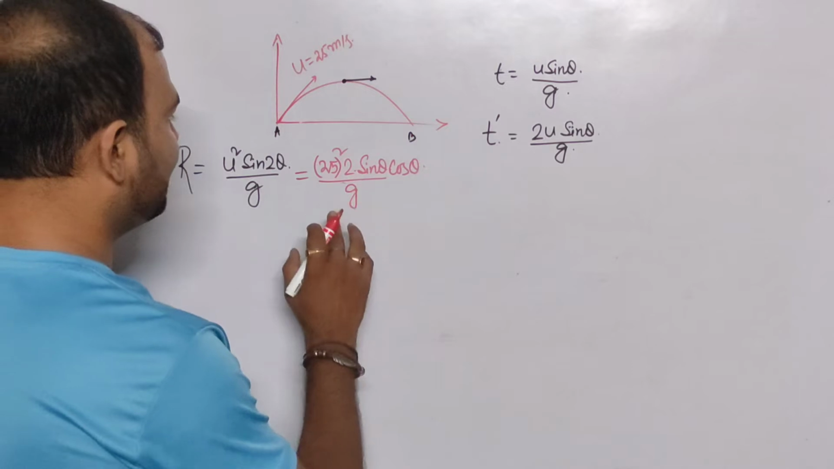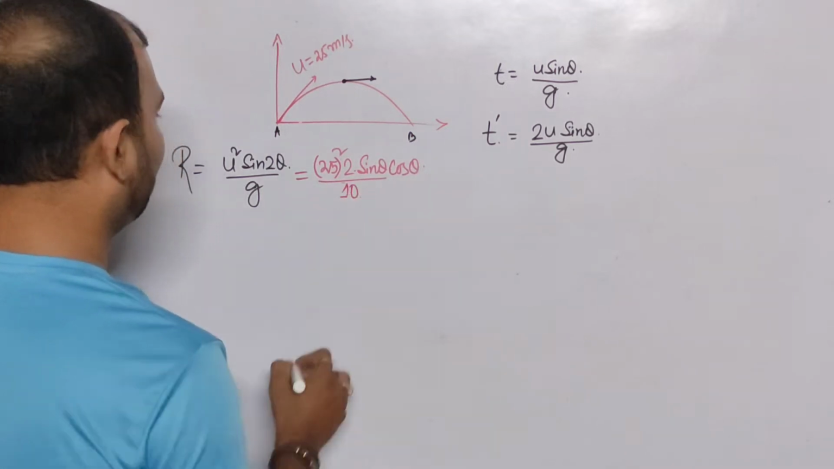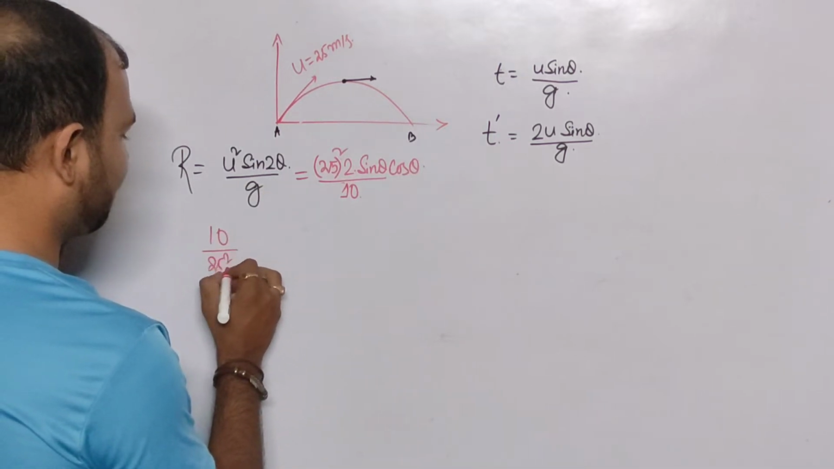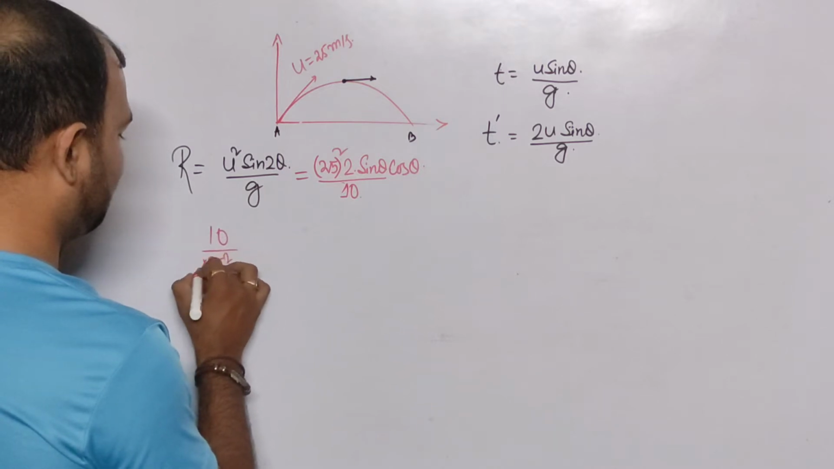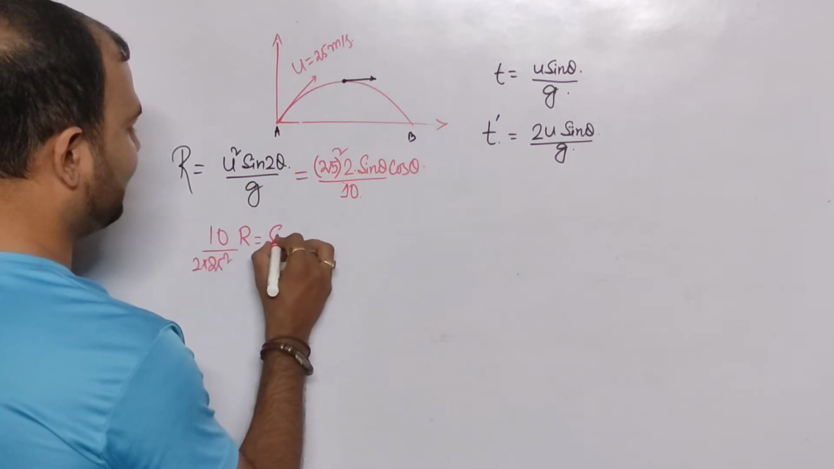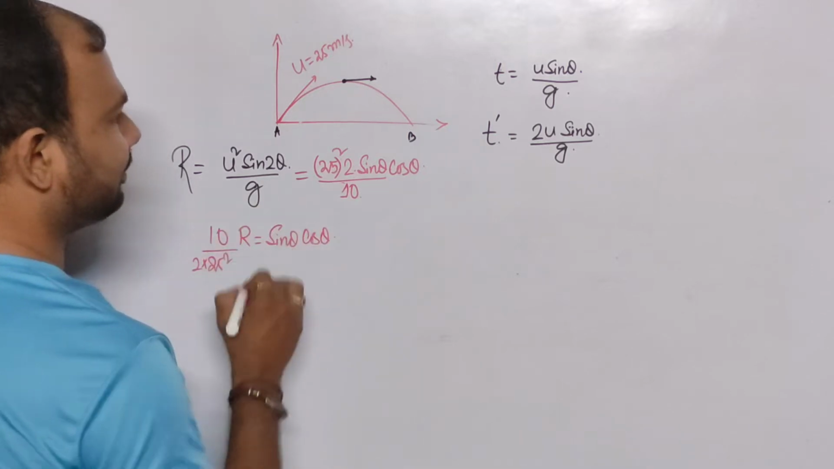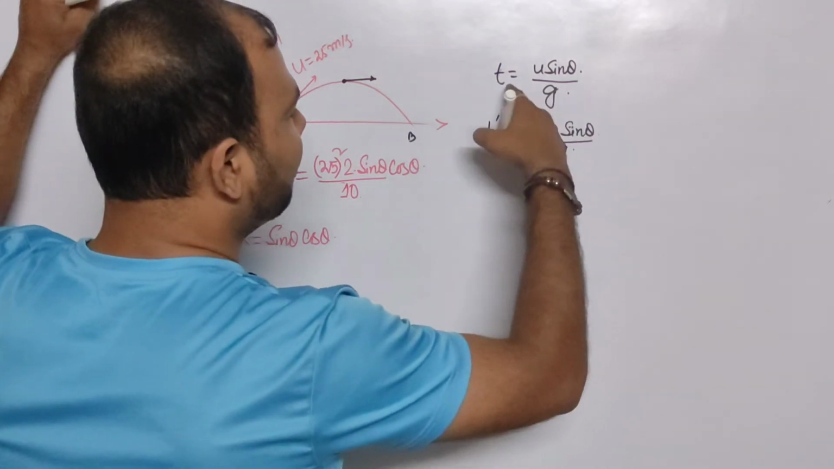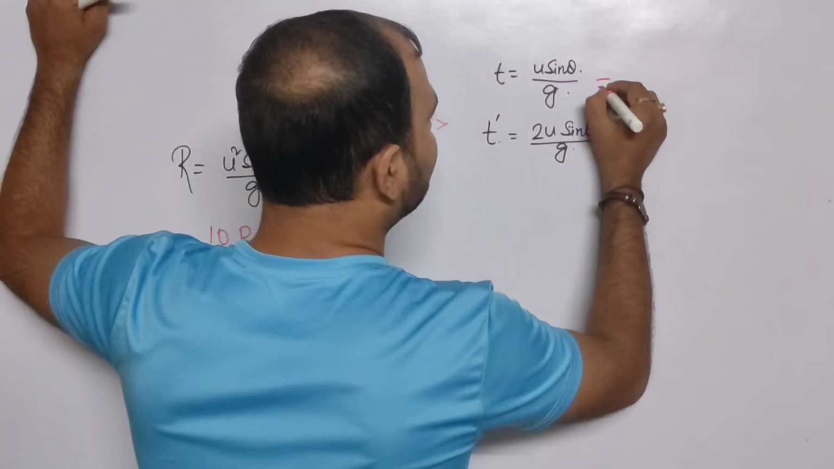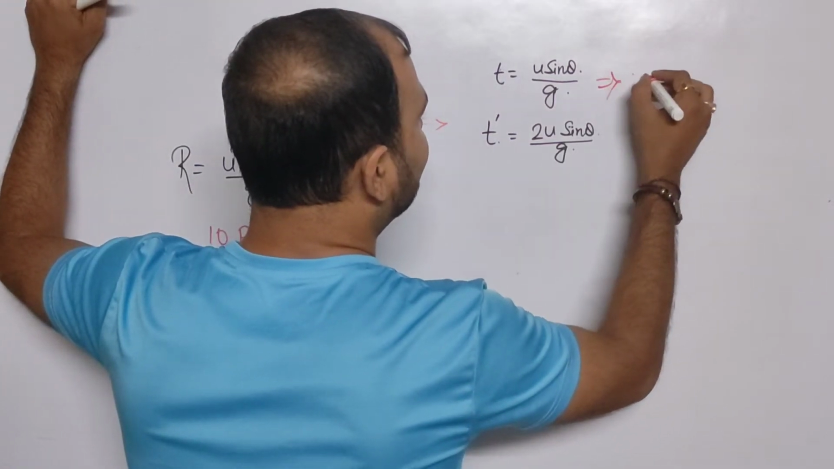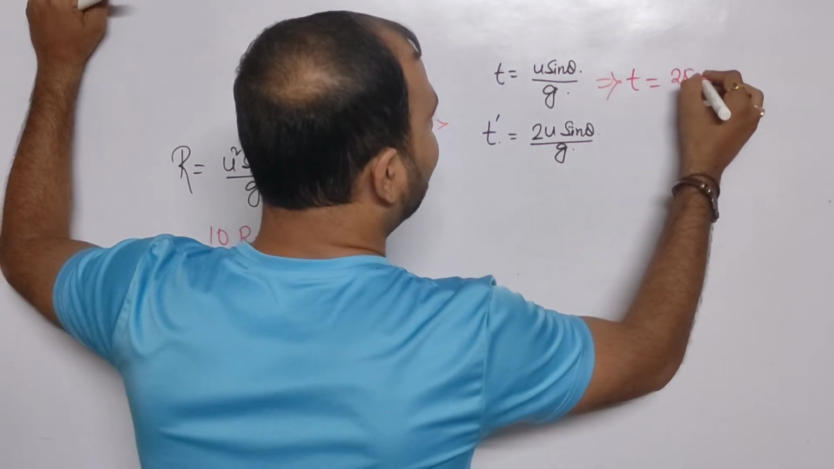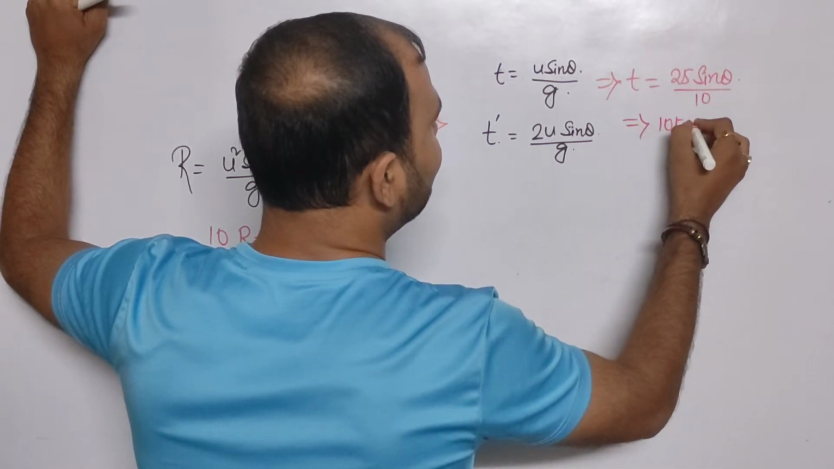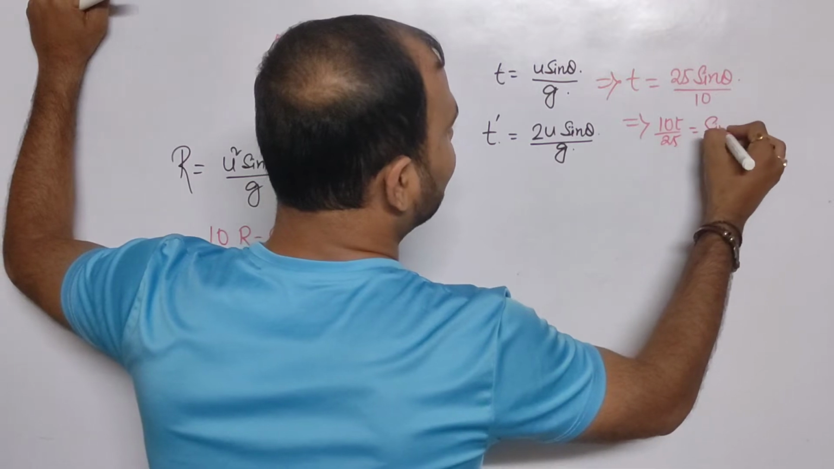Okay, then g equal to 10. So R equal to 25 square into 2 by 10, into sine theta cos theta. Okay, if we put the value of t over here, t equal to 25 sine theta by 10, that implies 10t by 25 equal to sine theta.